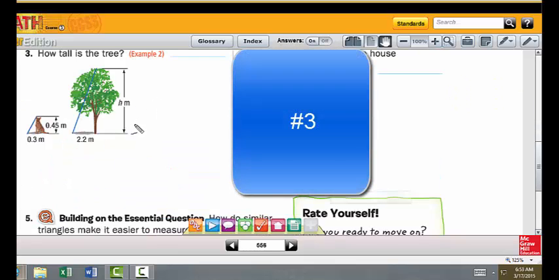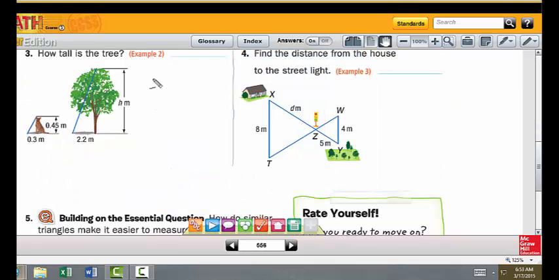Problem number 3. We want to know how tall is the tree. First of all, they should have told us that we have similar triangles here, but because there are shadows, they expect us to know that because the sun is far enough away, you can always consider those similar triangles whenever we're talking about shadows. So let's take a look at it this way. We're going to compare this to this and this to this.